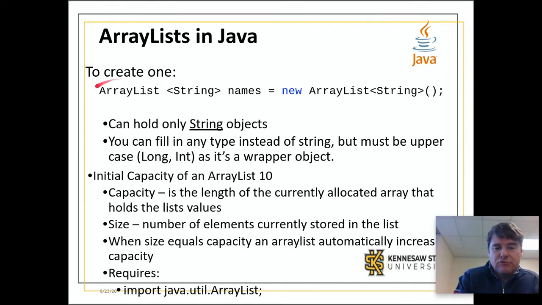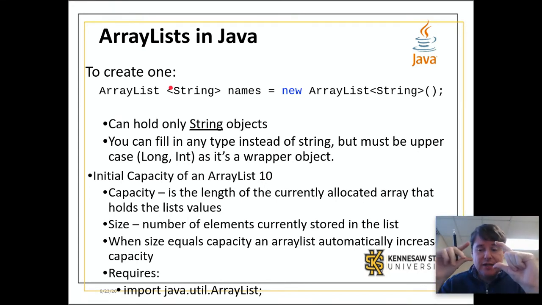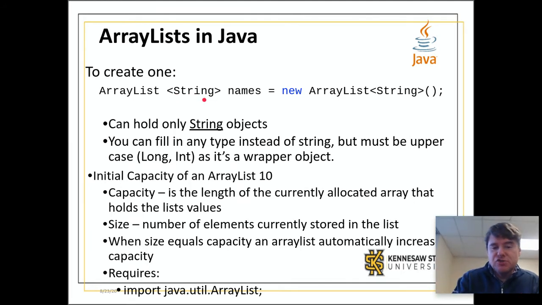So you would say array list, then you would have these angle brackets, and inside those angle brackets, you're going to specify a type. So in this case, we're saying that it's an array list of strings called names, and you do call new on it, much like you would for an array. The syntax at the end is even more goofy because you still have to put in the type, and then you have to put in parentheses at the end. So you just have to get used to that. I don't know what to tell you.